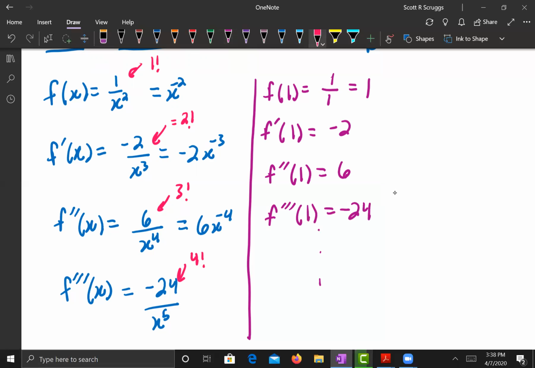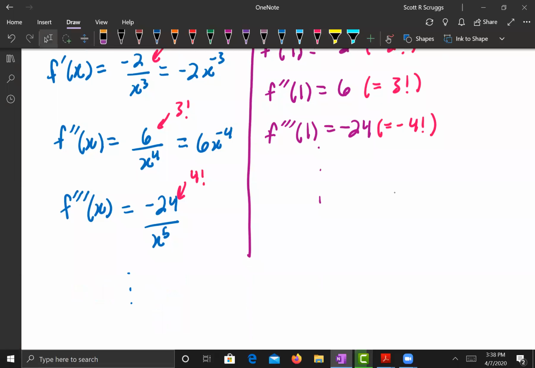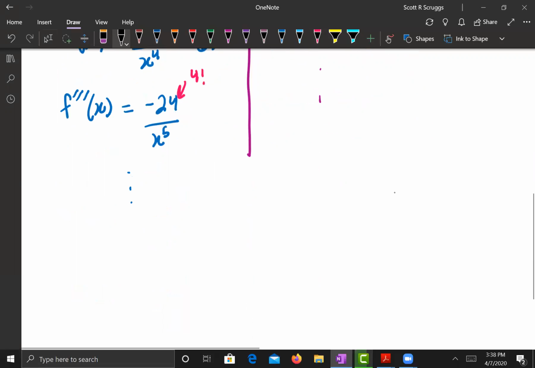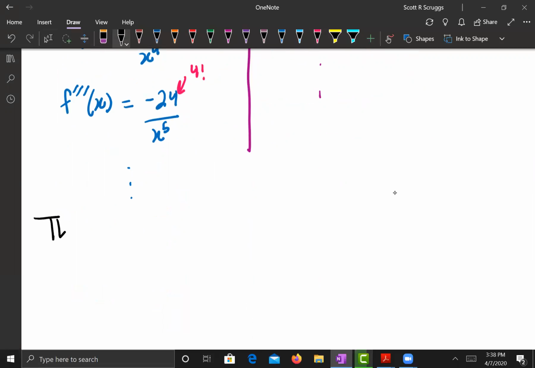And I'm also going to keep in mind the observation that I had before. Let's put a negative up front. Keep everything in order. All right. So we have a general pattern of what our coefficients are going to look like. Let's figure out what the Taylor series looks like.